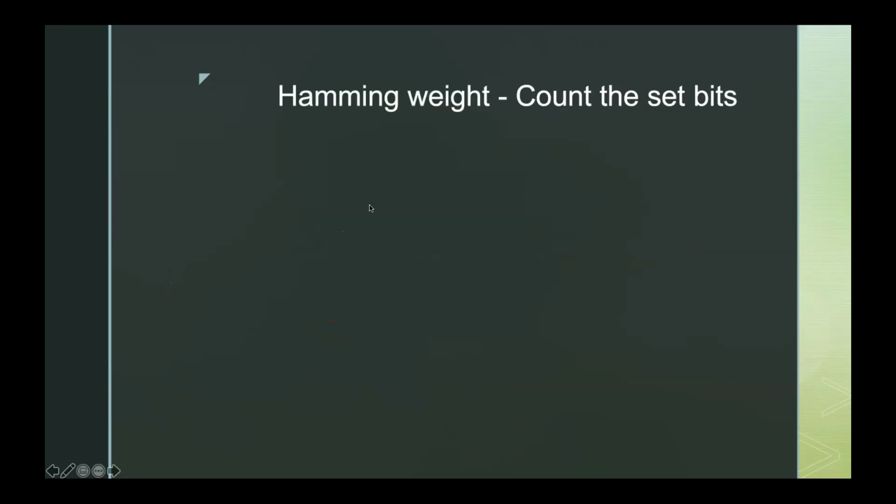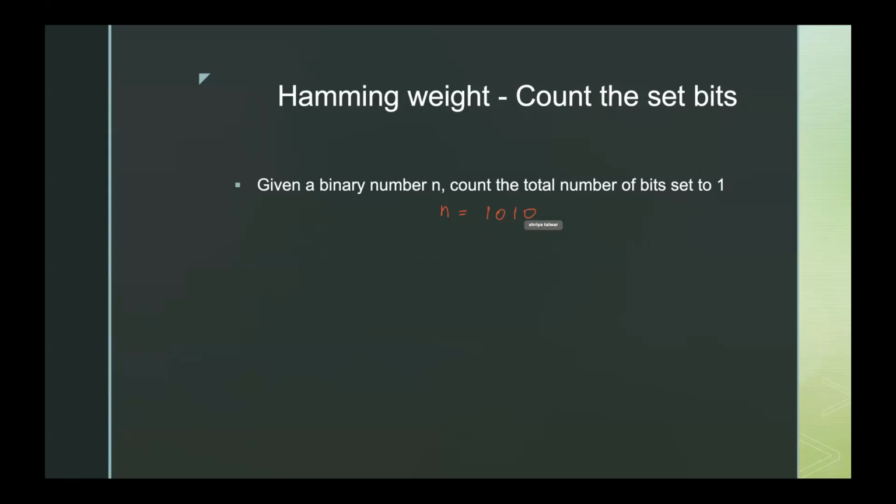Okay, now the next part is counting the set bits. So counting the set bits is basically: we have a number n where we need to count how many of the bits are set. So in this case, we know that 2 bits are set, so the answer should be 2 in this case. So let us think how we can achieve this.